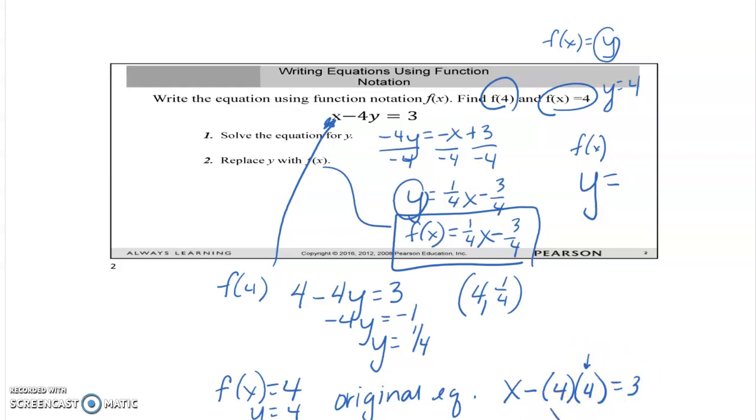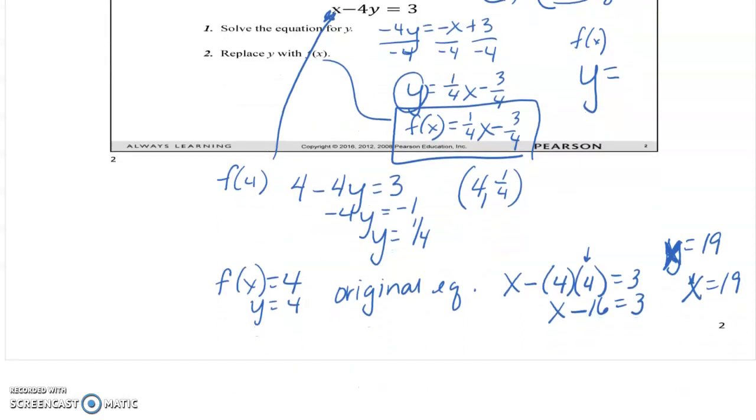equals 3. So now I have x minus 16 equals 3. Add 16 to both sides, and I get x equals 19. My point would be 19, 4.